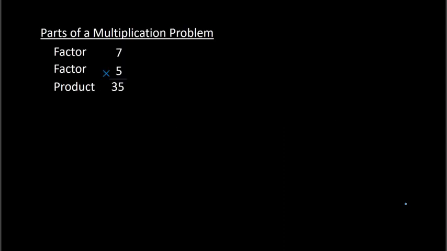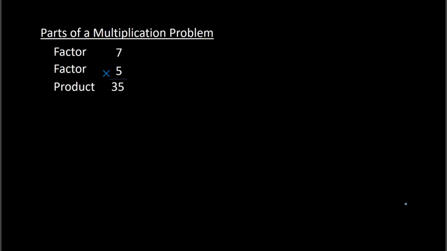Now when you multiply, there are different parts of a multiplication problem. So for example, if you had 7 times 5 equals 35, the 7 and the 5 are called factors. So the two numbers you're multiplying are called factors, and then your solution is called the product. So if you're told find the product of 7 and 5, your answer would be 35, because you multiply 7 times 5 together.